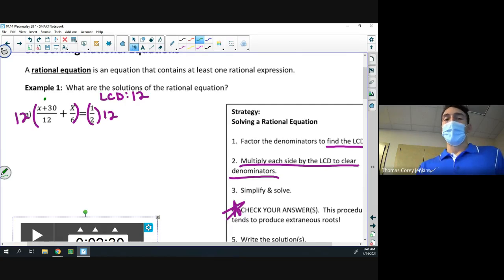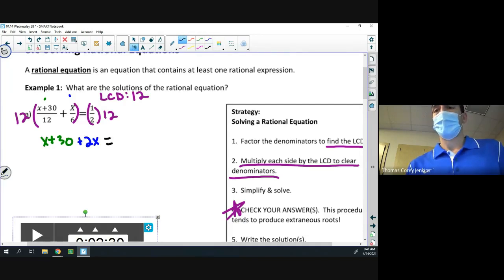So on x plus 30 over 12 times 12, that's easy, right? If you have something divided by 12 and then you multiply it by 12, those just cancel each other out. So we're left with x plus 30. Then maybe it gets a little bit tougher if your denominator is not 12, but I just think about it this way. 12 over 6 is 2, so I just multiply the numerator by 2, right? So that would give me plus 2x. And then on the other side, we just have 1/2 times 12, which is just going to be 6.